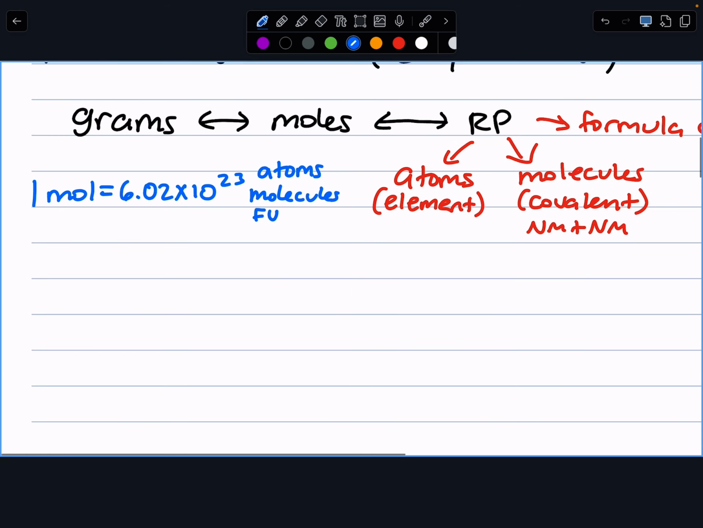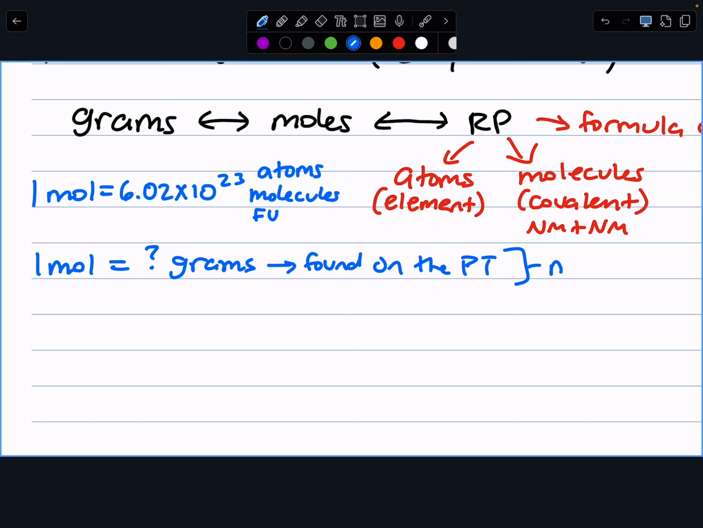formula units. It can be any of those 3. Does that make sense? Okay, the other conversion factor we have is something called molar mass, where 1 mole is equal to a certain number of grams. Okay, this grams number can be found where? Yes, PT means periodic table. What's the unit for molar mass? So again, this is molar mass. Grams per mole. Or mole per gram, but it's really written grams per mole.